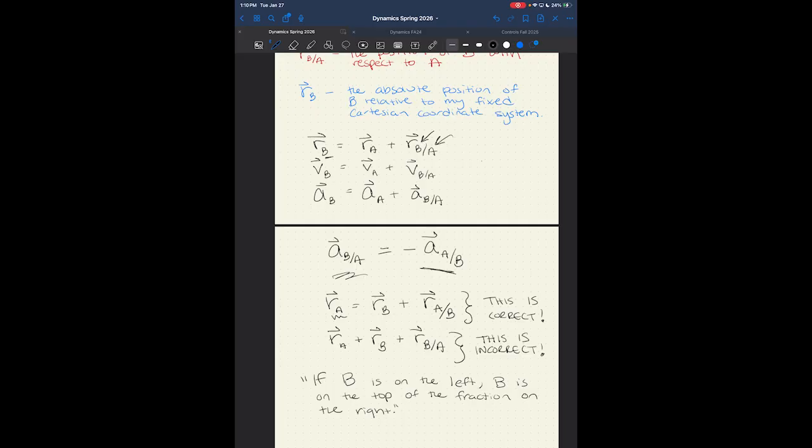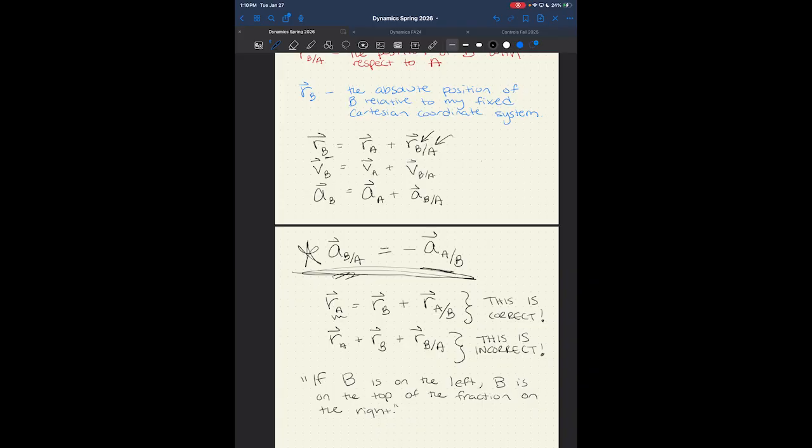Okay. Question? So is the vector of B with respect to A just the vector of A with respect to B, like equal magnitude, opposite direction? Absolutely. Yep. So that's what this line reads. It's the same for all of them. Position, velocity, acceleration. Thank you.